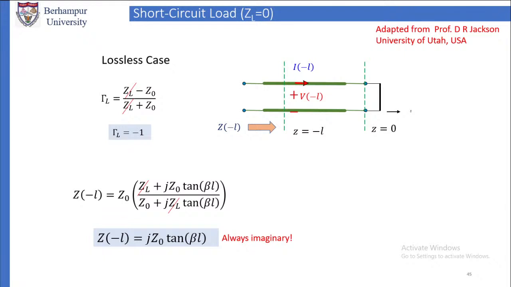If it is imaginary, Z is equal to R plus jX. It is only imaginary means R is equal to 0. So Z is in the form jX. jX means it is reactive in nature. Reactive means it can be capacitive or it can be inductive. So depending on the value of tan beta L, if tan beta L is positive, it will be inductive. If tan beta L is negative, it will be capacitive.